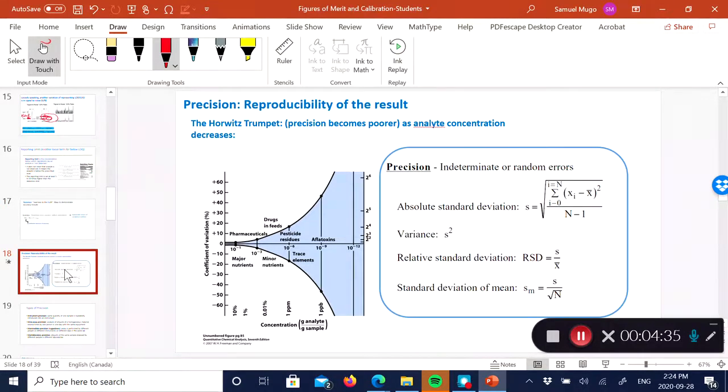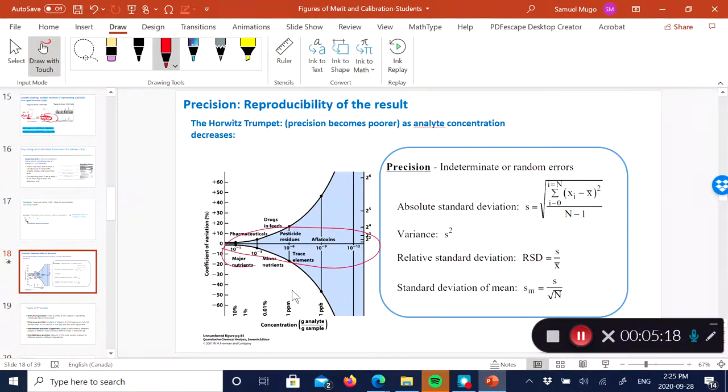Precision, on the other hand, refers to the reproducibility of your data. And quantitatively, you calculate this. We've done it before using absolute standard deviation. And you can also calculate it using variance, or you can use the relative standard deviation, which you've already come across before, or even the standard error of the mean, which is the absolute deviation divided by the root of the number of measurements.